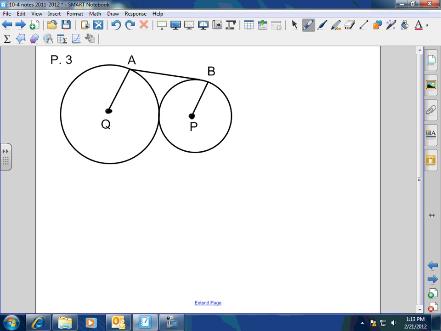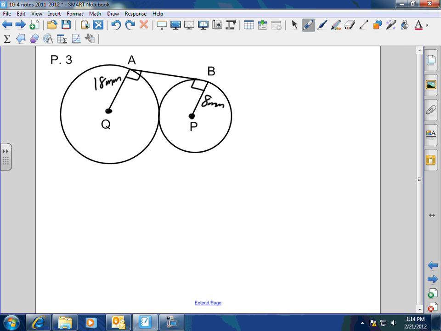Everyone agreed that one of the radii here is 8 millimeters and the other one is 18. Is everyone with me there? Does everyone understand that QAB is a 90-degree angle because you have a radius and a tangent that connected? Does everyone understand that PBA is a 90 because you have a radius and a tangent that connected? Does that make sense to everybody so far?